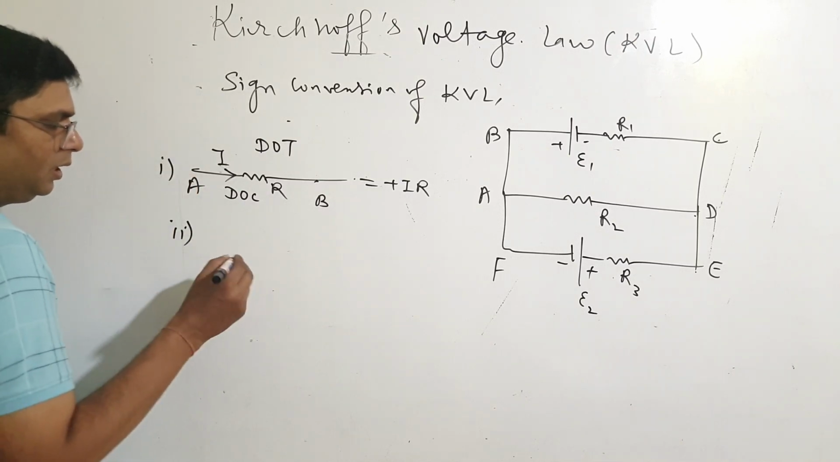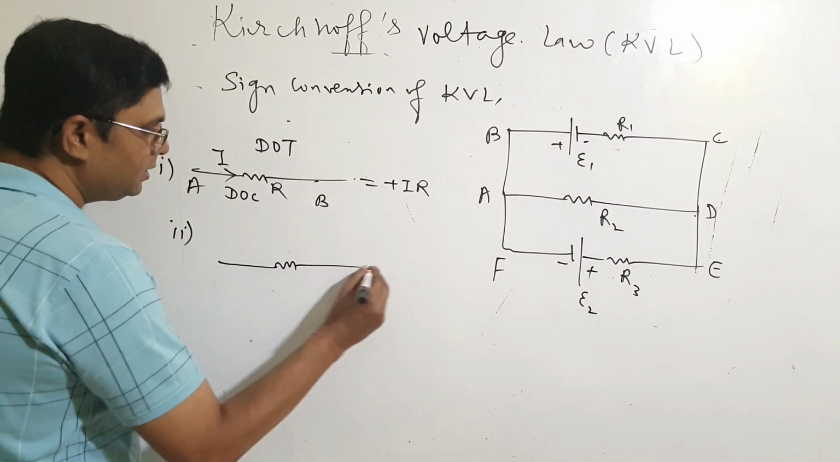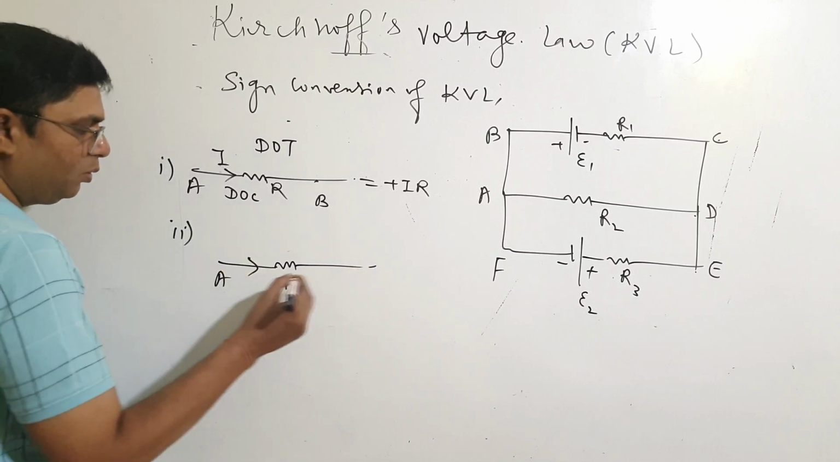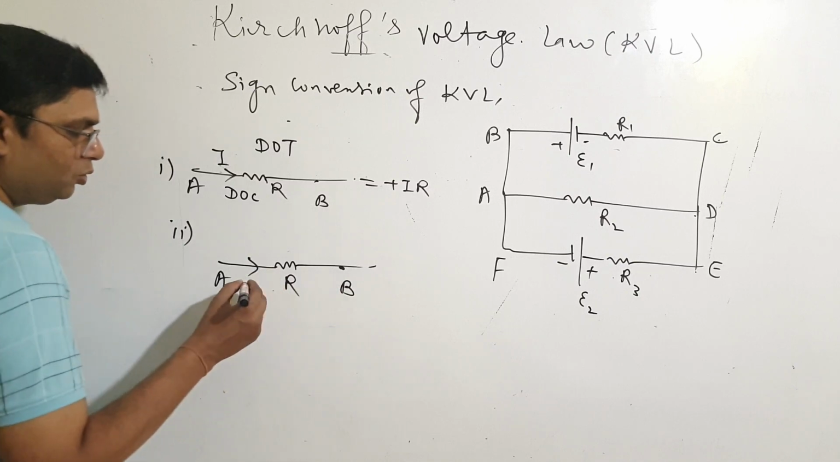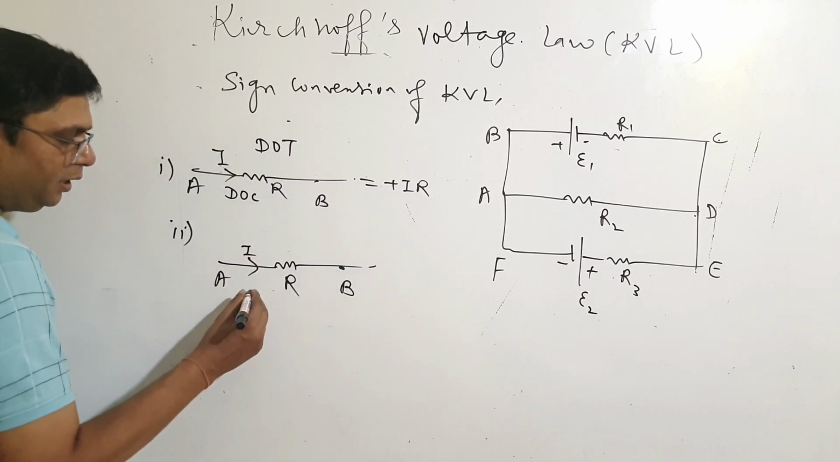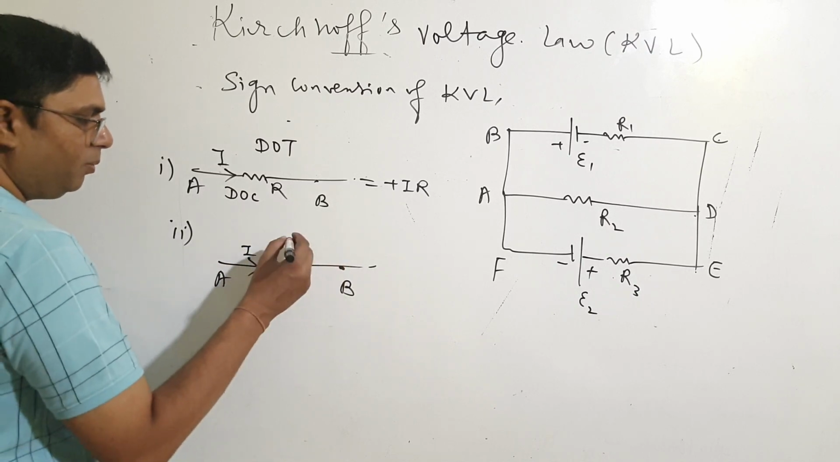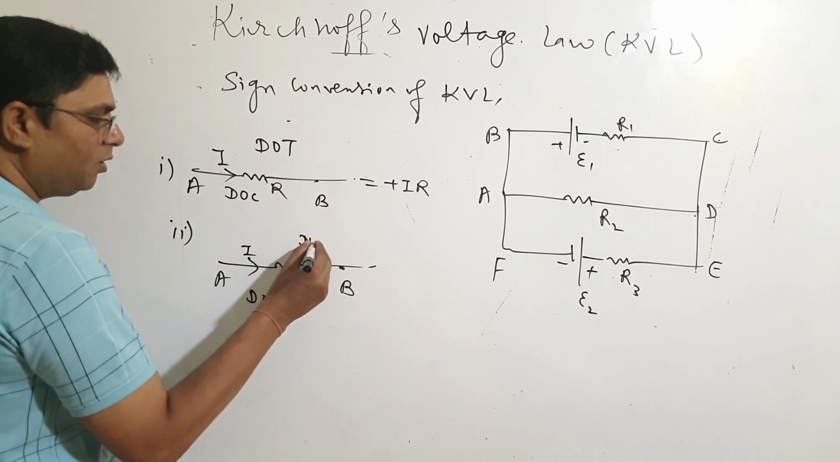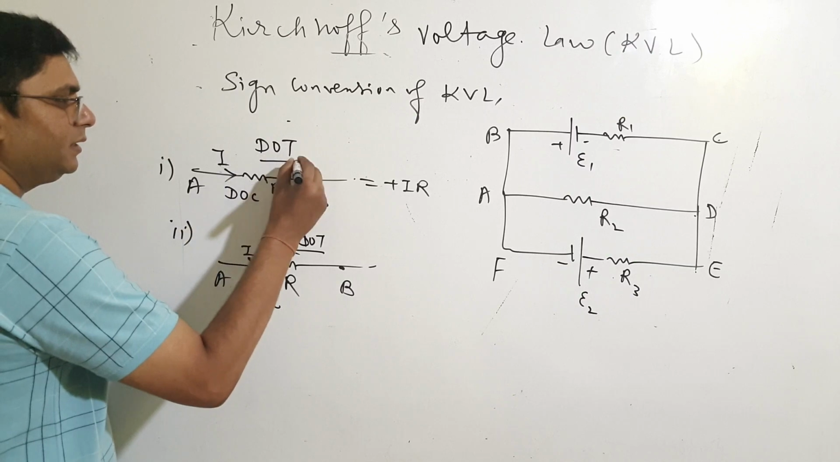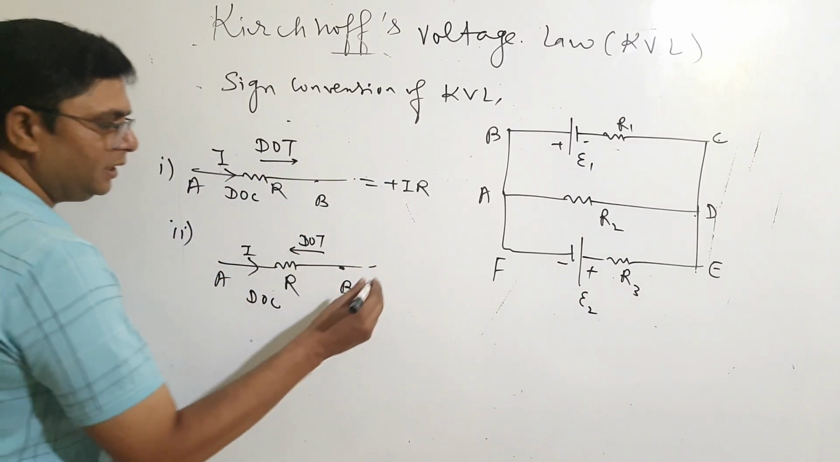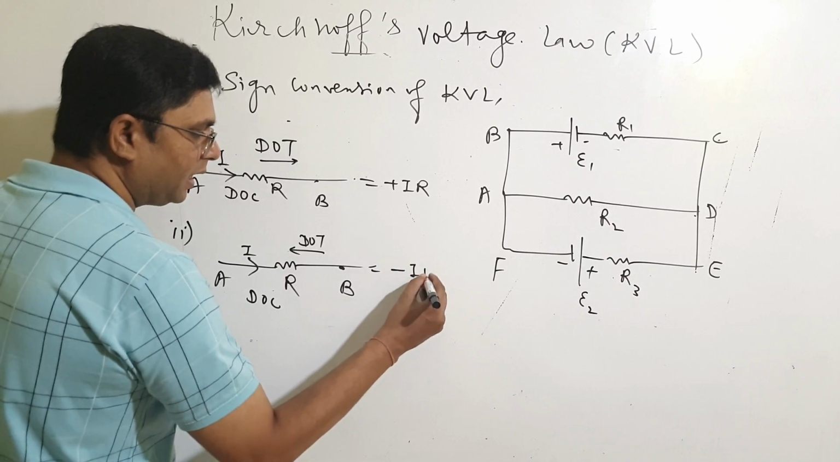Rule number two. This is a resistance R. Current is moving from A to B. So this is current I, the direction of current, but you are moving from A to B, that is, the direction of traversal is this side and here it is this side. If you have the same direction, then plus. If the opposite direction, then you write minus IR.